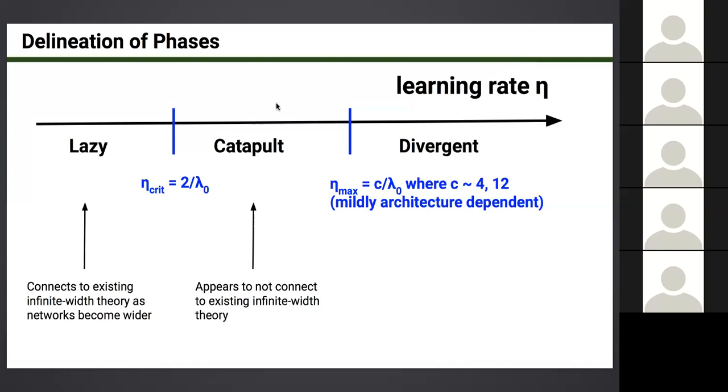It exhibits very different phenomenology, which I'll go through in a moment. We don't think it connects to any existing infinite width theory. And then this other transition before the divergent phase, as we find empirically, tends to happen at a maximum learning rate which has the form C over lambda naught, where C tends to be a simple number, sometimes close to 4 for a lot of architectures, except for ReLU networks, which are closer to 12. And this is not exactly true, it's approximately true. The experiments I'm going to show you are not precision tests of this sort of thing, but they are robust.